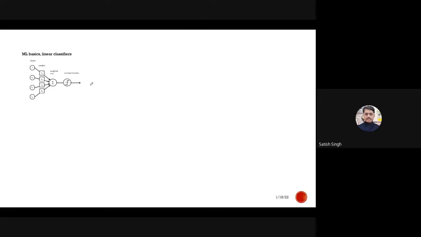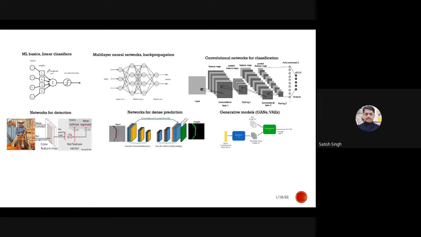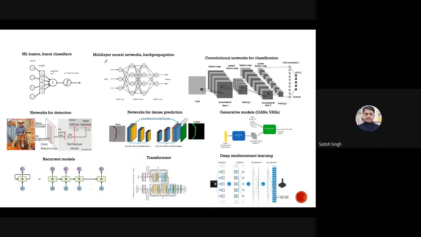So basically earlier here I'm just throwing some deep learning based models, how we have grown. So earlier machine learning basic linear classifiers were used, then multi-layer neural networks using back propagations were used. Then CNNs came into the picture. These are for typical vision and image processing application.